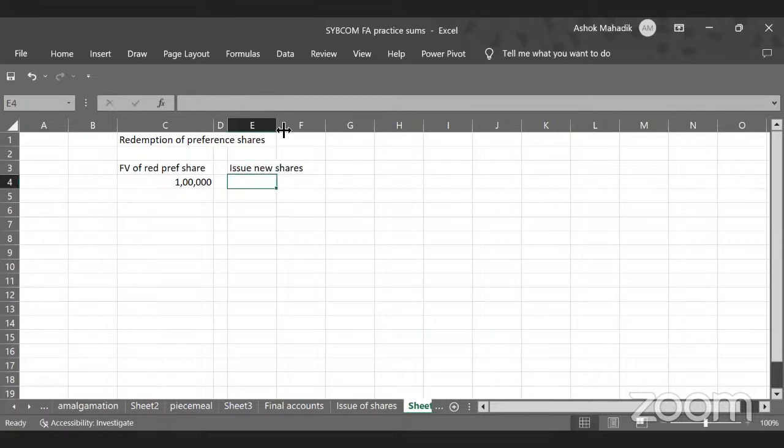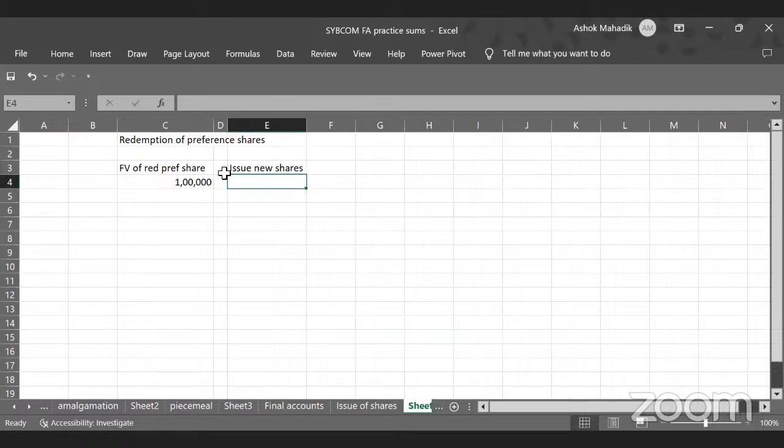Of the same value, that is 1 lakh. This is the simplest way out. Then you issue new shares of 1 lakh rupees. If preference shares were due for redemption, you issue new shares. It can be preference share or equity share, it doesn't matter, but you issue new shares. It should form part of your share capital. Then it's okay. You brought in new capital and you redeem your old capital. That is 100% okay.